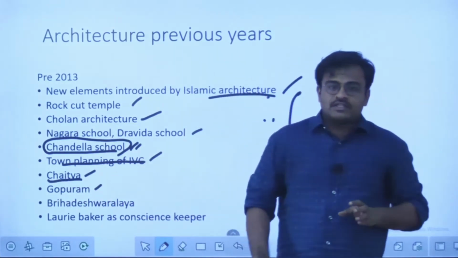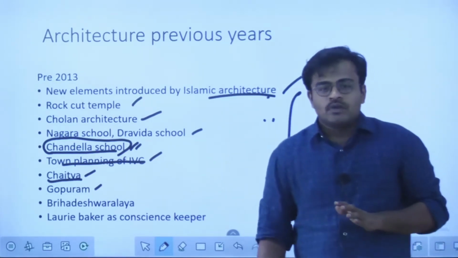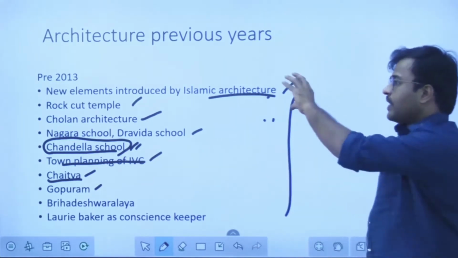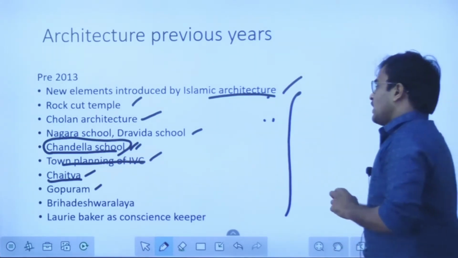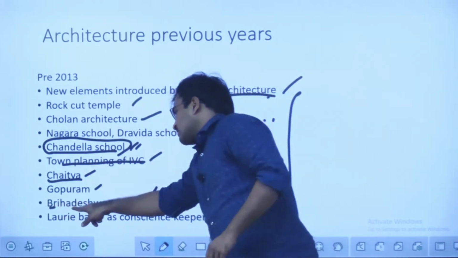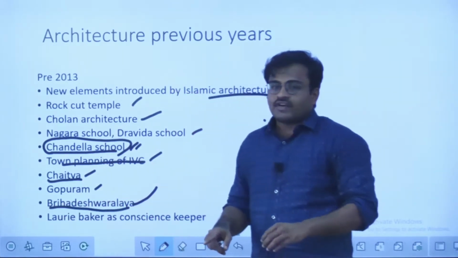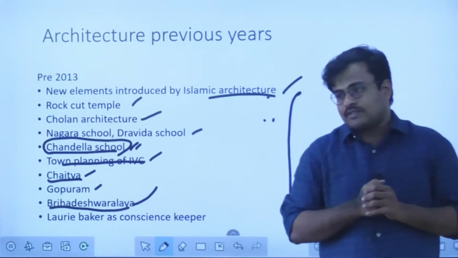specific architectural feature, because earlier they had a flexibility of asking 5 markers and 2 marker questions. So what they used to do is they used to even pick very small themes and ask us questions. Now this is not going to happen. Then they have asked specific questions on one particular site, that is Brihadishwaralaya also. They have given it and asked you to explain the architectural format of Brihadishwaralaya just for 5 marks.